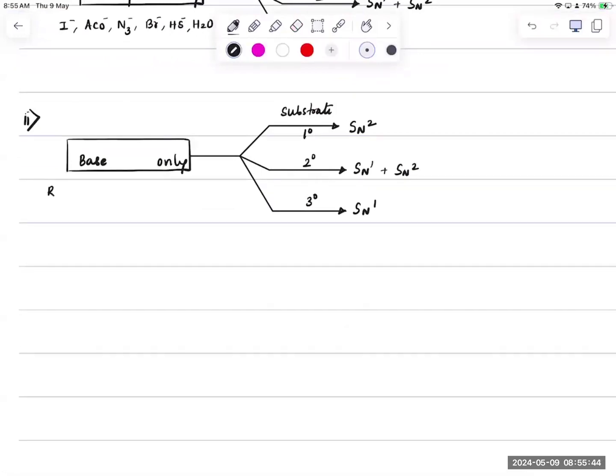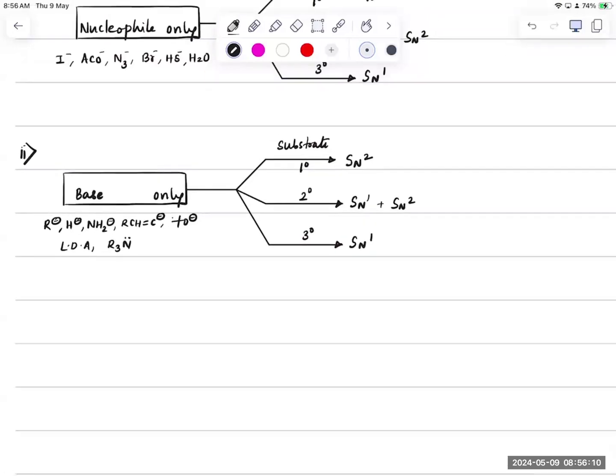For example, R minus, H minus, NH2 minus, RC triple bond C minus, like this, or tert butoxide, LDA, tertiary amines. These are generally going to act like bases only. They will hardly act like nucleophiles.